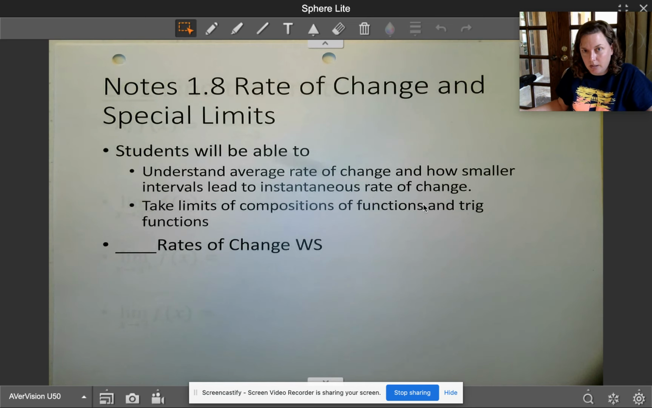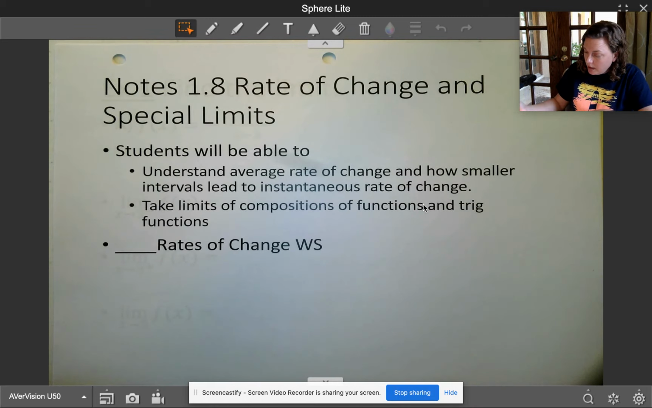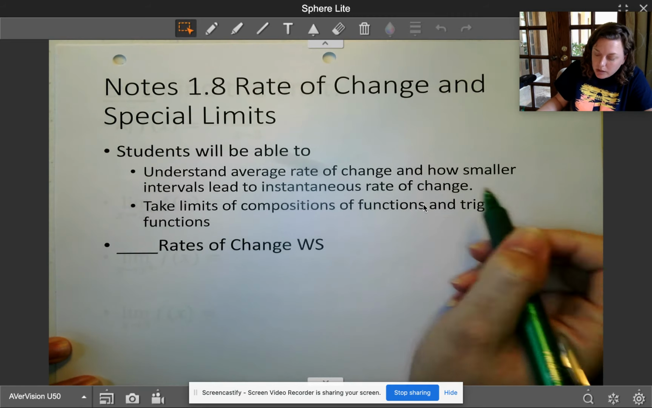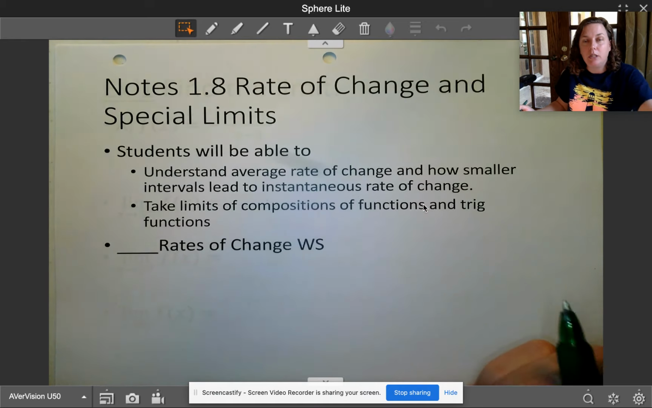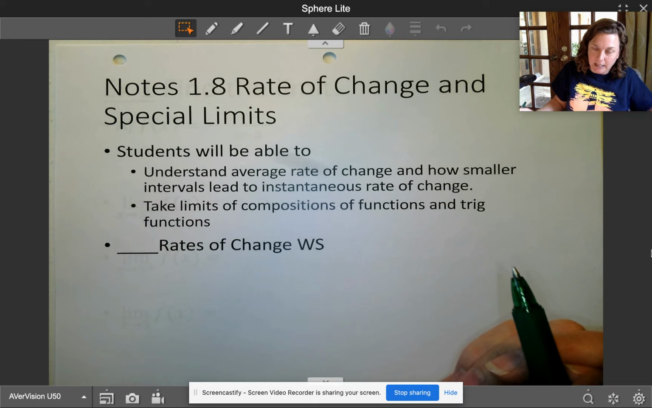Hello, calculus. All right, this is notes lesson 1.8, rate of change and special limits. Okay, understand average rate of change and how smaller intervals lead to instantaneous rate of change. So we're getting really close to the end of this unit, and it's taking us right back to the beginning, which is kind of interesting.